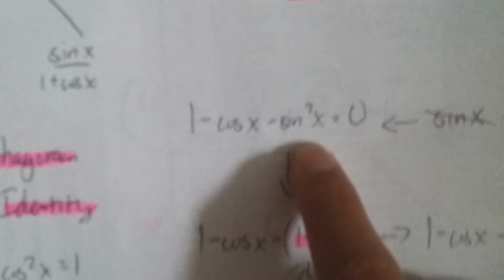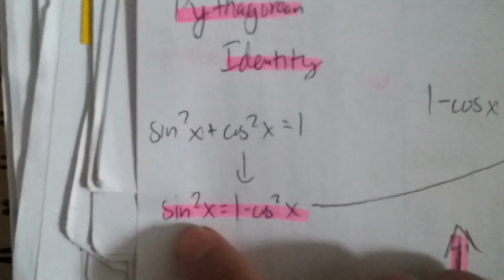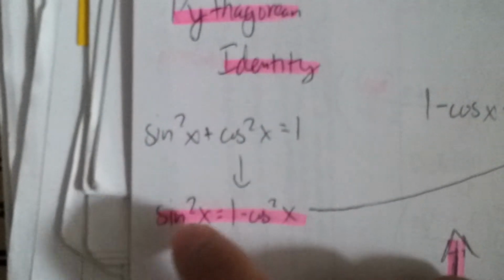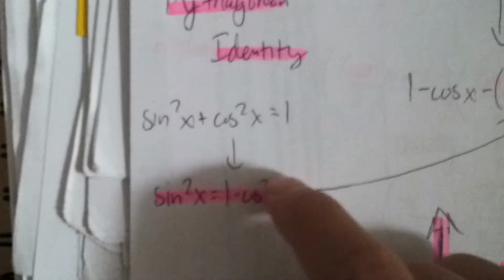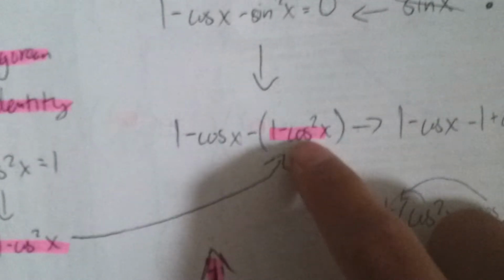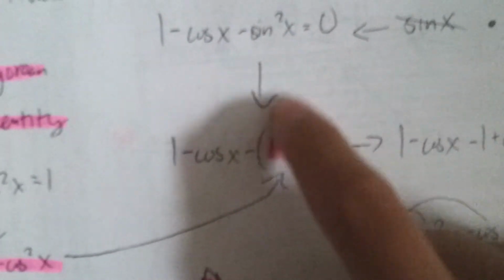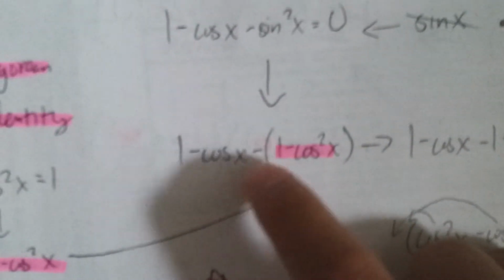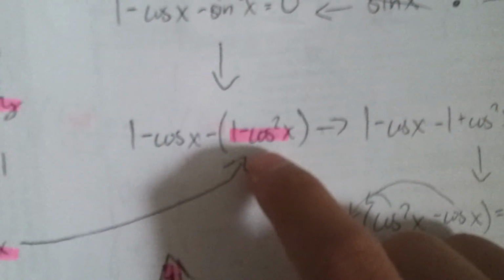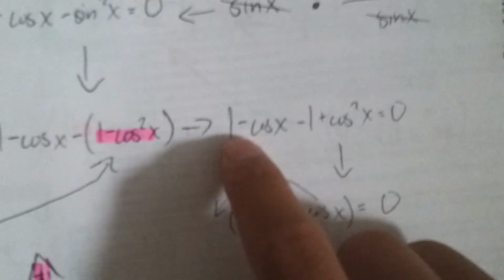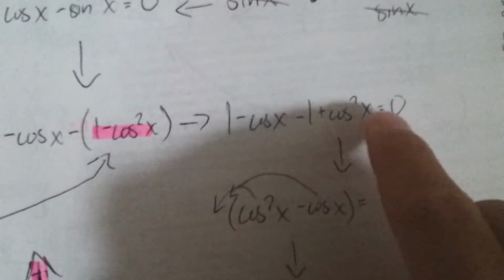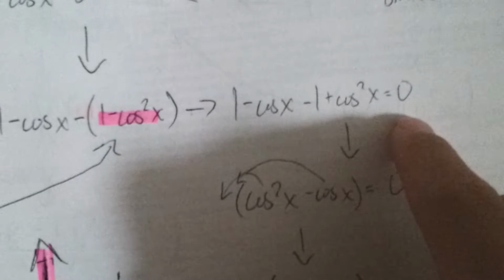Then using a Pythagorean identity over here, we see that sine squared x plus cosine squared x equals 1. Or it could be rewritten as sine squared x equals 1 minus cosine squared x. And so we're going to substitute this part for the sine squared x right here. So we're going to rewrite it, and it's going to become 1 minus cosine x minus 1 minus cosine squared x. Distribute the negative sign, so it becomes 1 minus cosine x minus 1 plus cosine squared x equals 0.